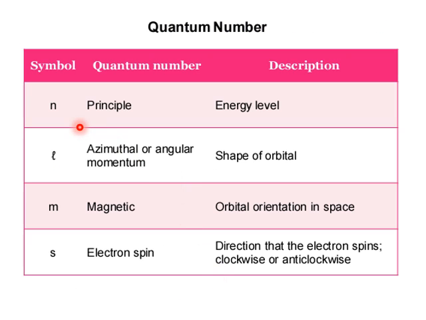So n is the principal quantum number, referred to the energy level. L is the azimuthal or angular momentum, referred to the shape of the orbital. And m is the magnetic quantum number, the orbital orientation in space. S is the electron spin, the direction of the electron spin, clockwise or anti-clockwise.